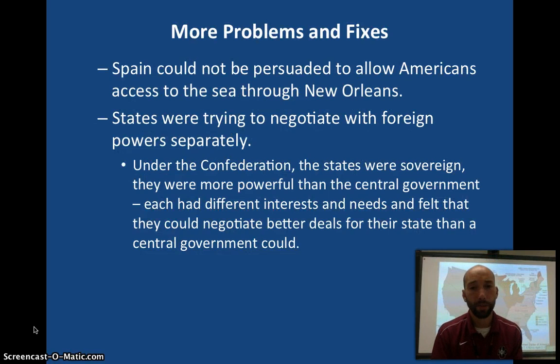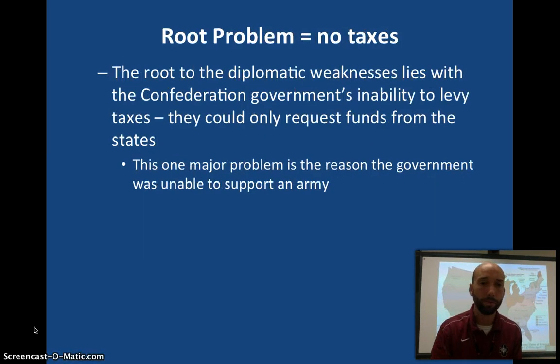We also can't persuade Spain to allow Americans access to the sea through New Orleans, which is a very important port at that time, and Spain controlled it. All these states were trying to negotiate with foreign powers separately because the national government wasn't strong enough and the state governments were very, very strong, and so South Carolina would try to negotiate with a foreign country as opposed to the national government, which creates problems.